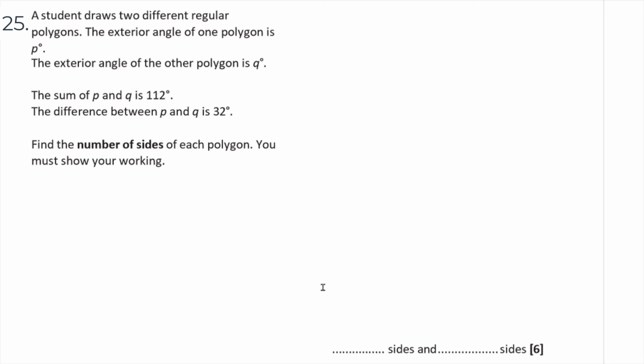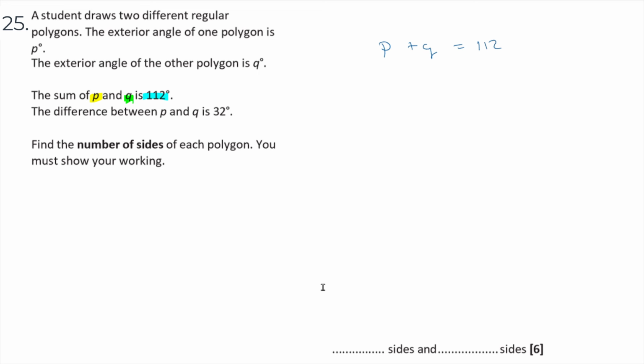Okay, so we've got a pair of simultaneous linear equations here, don't we? So we know that the sum of P and Q is 112. So sum means added together, doesn't it? So that means that P plus Q is 112. And the difference between P and Q is 32.